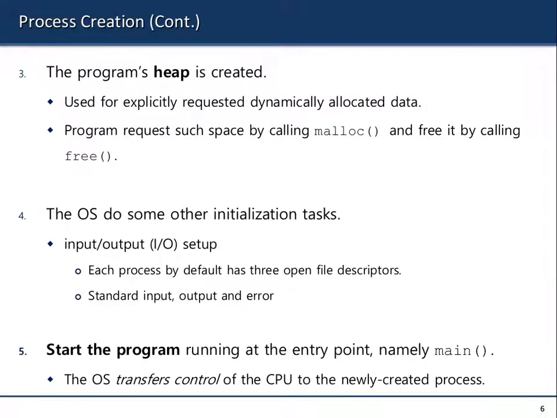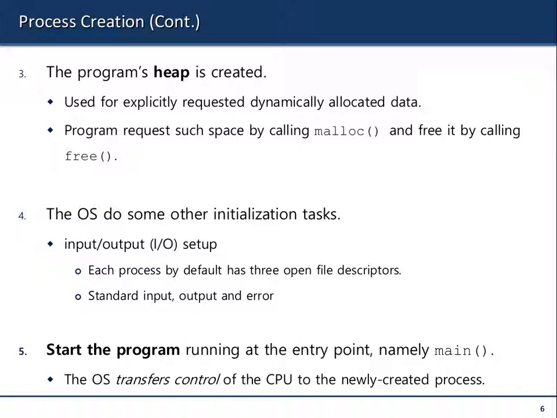Then the program heap is created. The operating system has a memory allocator for the heap, the one used by malloc. So it's part of the process creation. And it does some OS initialization tasks, like I mentioned a while ago: opening standard input, standard output, and standard error. Okay? You get the idea?